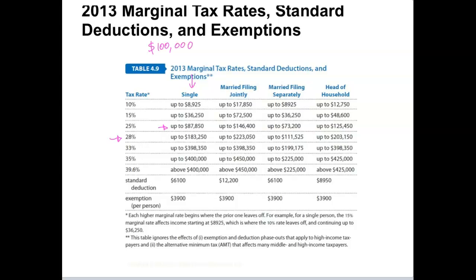So you make more than $87,850. So you will still pay at these three tax rates, but you'll also pay the last, whatever 100,000 minus 87,850 is. What is that? That's $12,150. So you'll pay the last $12,150 at the 28% tax rate. All right?